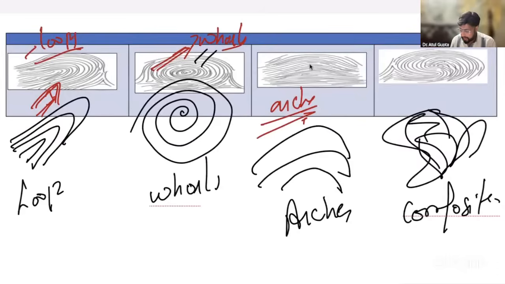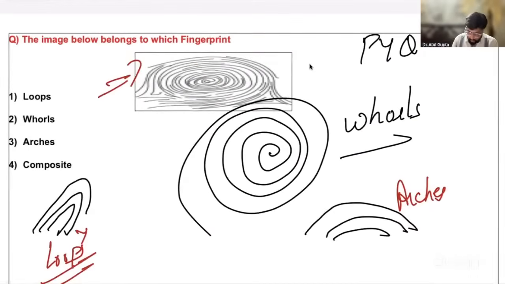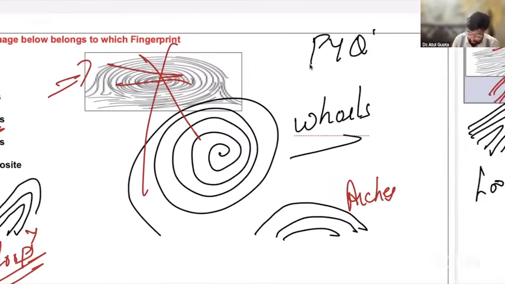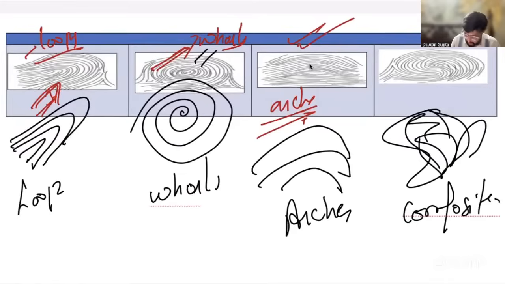Okay. But whatever it was, what was it? Maximum people, just tell me what was it? It was arch. So maximum people are saying it was arch. So we will assume that it was arch. So arch is the answer. So this was not there. We will assume something like this was there.